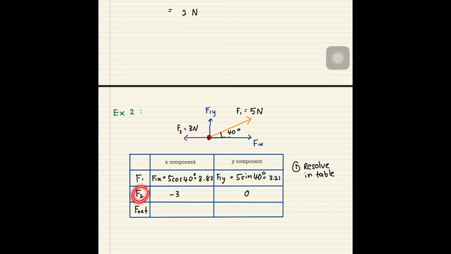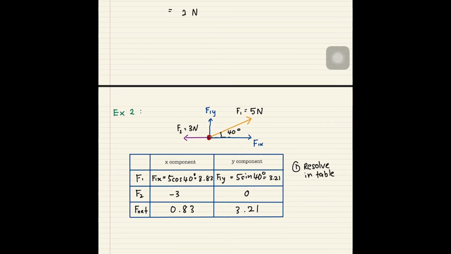vectors for f2 pointing in the y axis, tak ada, only in the x axis, so you only have x component. Now you can solve by summing up all the vectors in each column, so like this and this one. Okay, so this one would be 0.83, 3.83 minus 3, and this one would be 3.21.